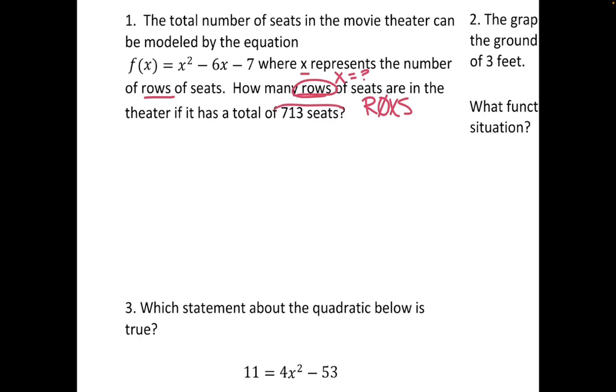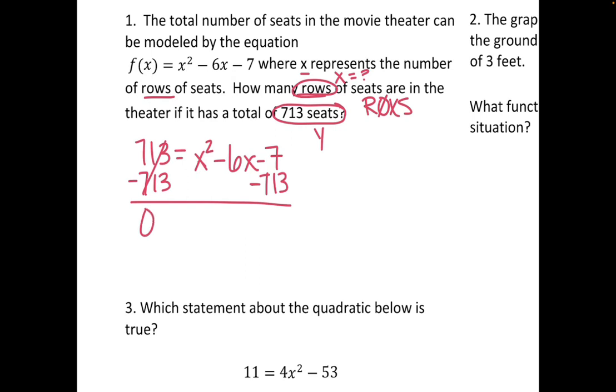It says there are 713 seats, right? And it told us number of seats is modeled by this equation. So this is our y. So we need to plug in that 713. And then remember, if we're going to look for those roots or solutions, we're going to have to set this equal to 0. So we're going to have to move this 713. It's a positive, so we're going to undo it with a negative. So now we're equal to 0. Our y is 0, which is what we want for that x-intercept.